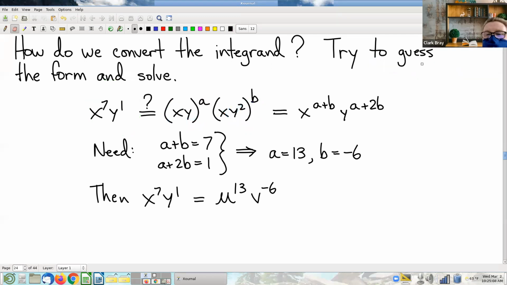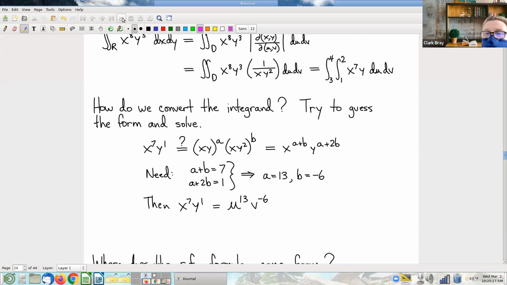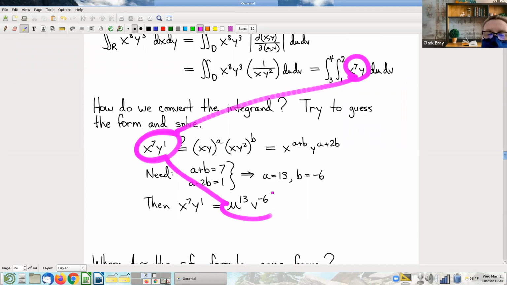Okay. All right, and then we've already talked about the details here, and the punchline is that this integrand that we're looking at is this in terms of u and v, and then you've got an integral that you can crank out.